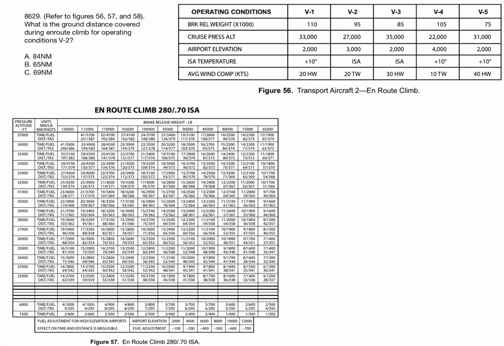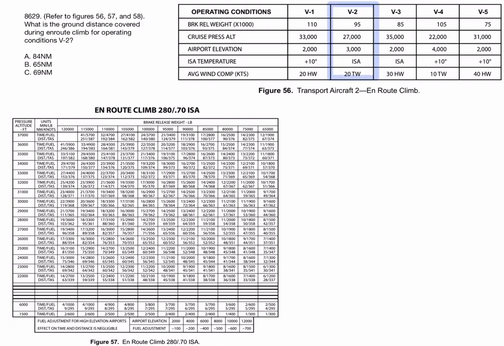So taking a look at 8629, it says refer to figures 56, 57, and 58. What is the ground distance covered during en route climb for operating conditions V2? So figure 56 is going to give us those operating conditions, and we'll just go ahead and highlight V2.